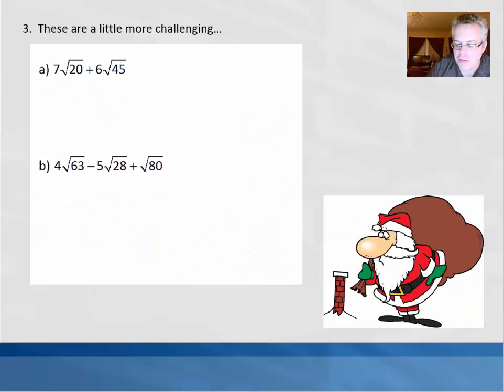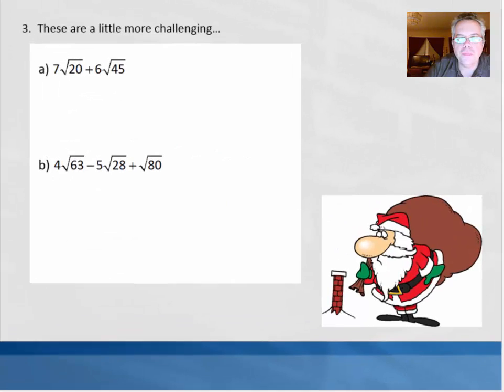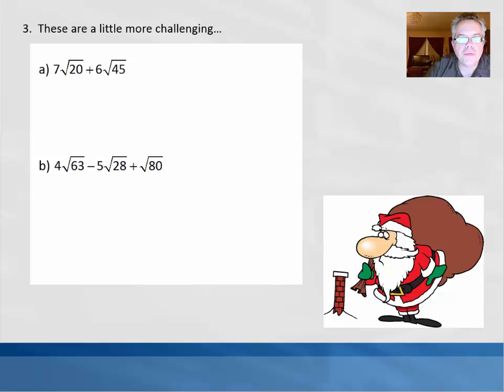Okay, 2 challenging ones. And so here, same idea, but these are a little bit more complicated. Okay, but we can do this. So the first step still, break apart the square roots. We have 7. Square root of 20 is 4 times 5. Plus, we have 6. Square root of 45 is 9 and 5. Okay, so it's a lot like before, but I just have numbers multiplying the square roots.